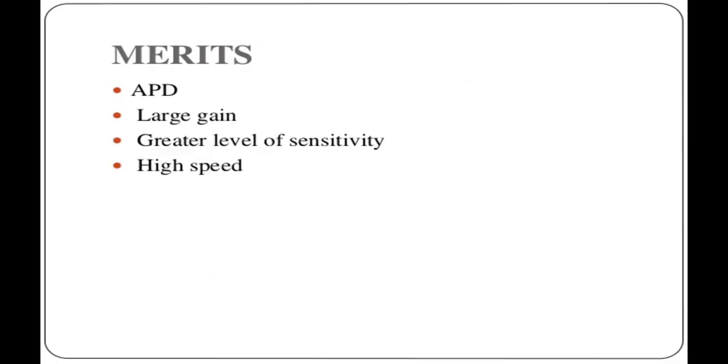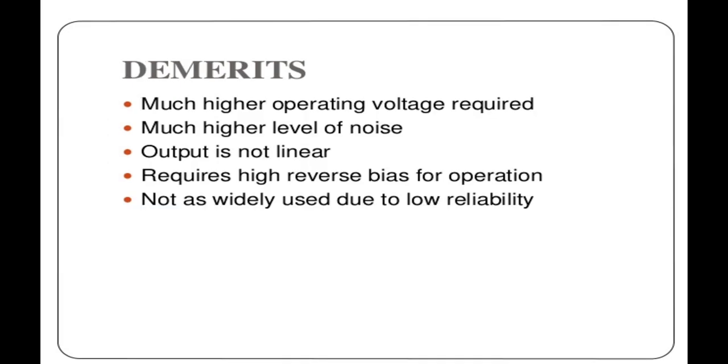Some merits of the avalanche photodiode are large gain, greater sensitivity, and high speed of operation. The demerits are that a much larger operating voltage is required, very high frequency, high temperature or high current is needed to operate at that high voltage, and there is a much higher level of noise.